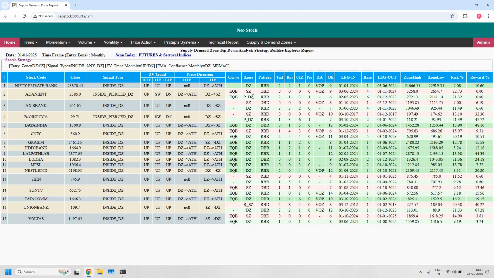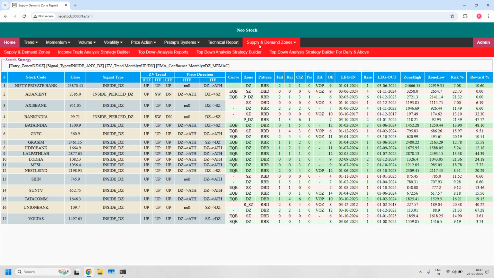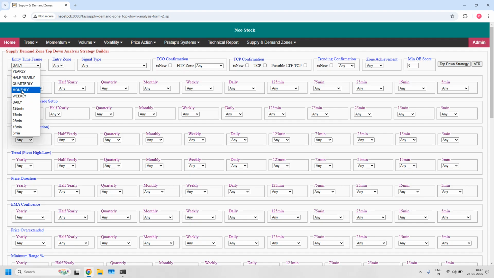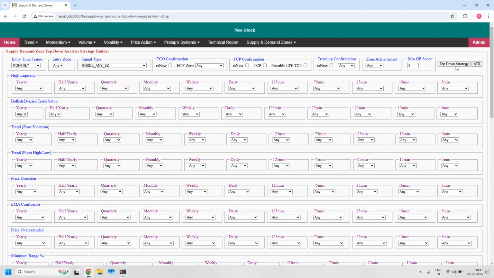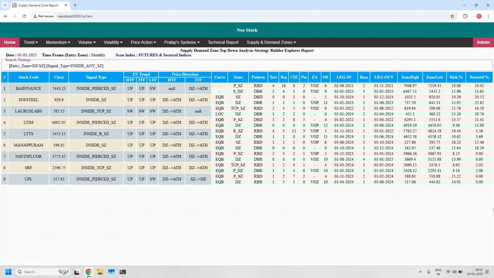Okay, next monthly time frame. Price closed inside the monthly supply zone. We got 9 stocks. Out of these 9, how many monthly supply zones are having monthly EMA Confluence?